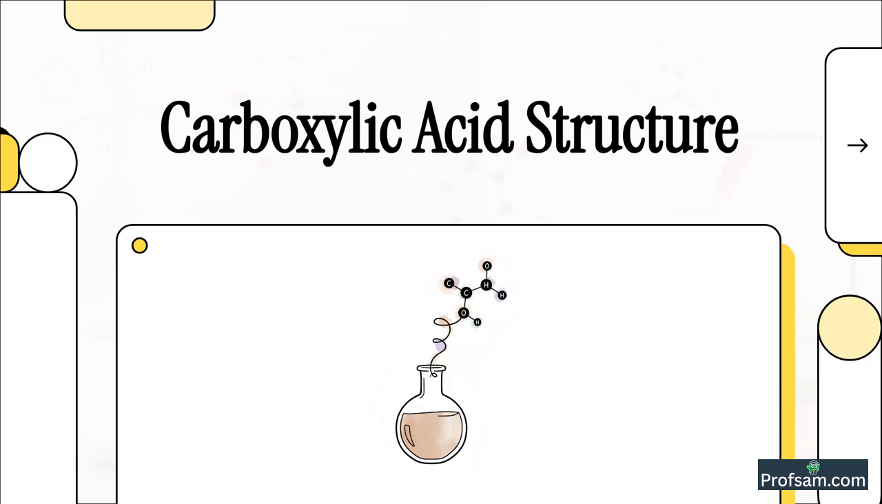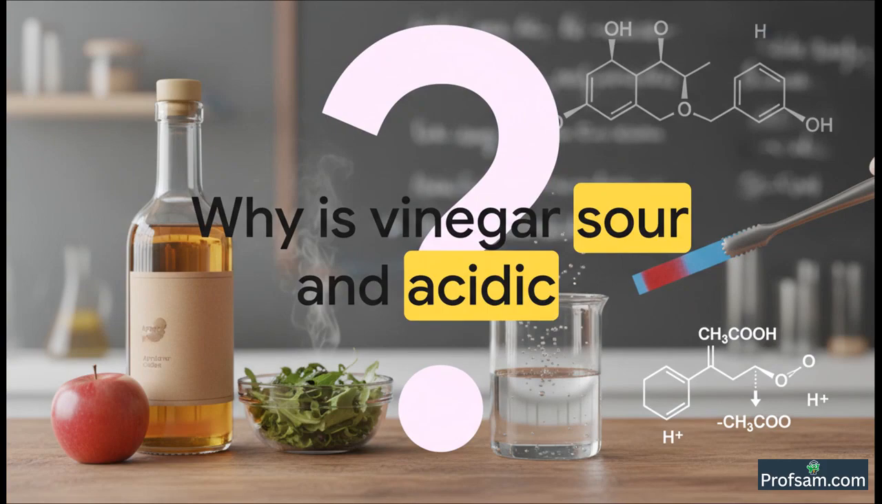So let's begin. Let's start with something from your own kitchen, vinegar. We all know it has a sour taste and a sharp smell. And from our school science classes, we remember that it's an acid, right? It turns blue litmus paper red. But have you ever stopped to wonder why? What is it, chemically, inside the vinegar that makes it behave like an acid?